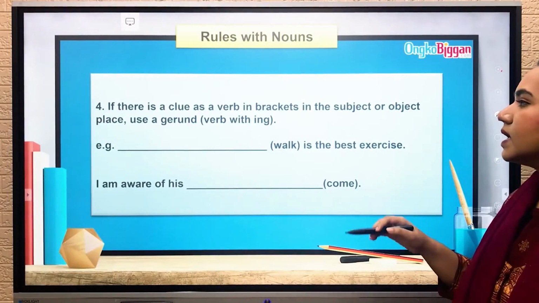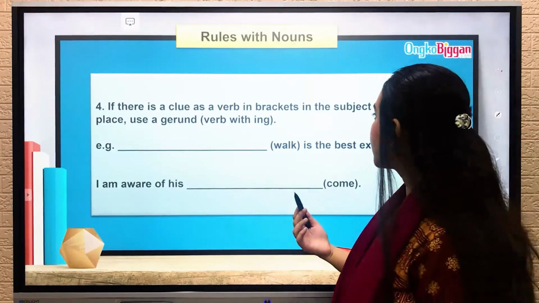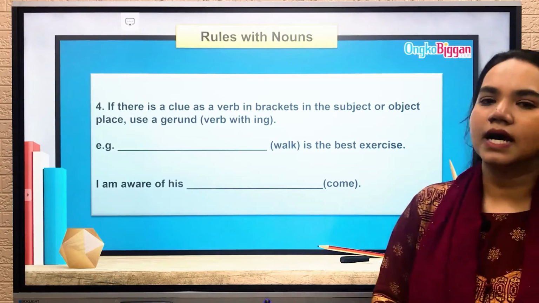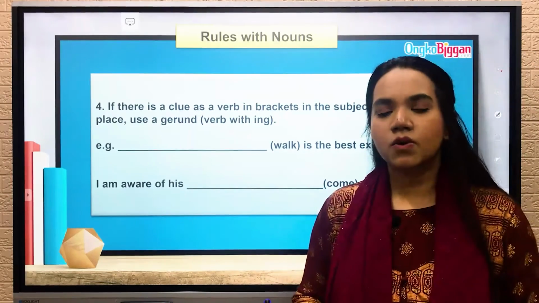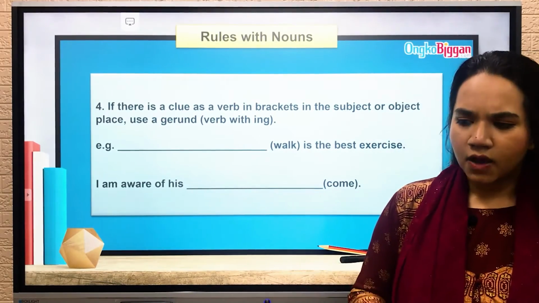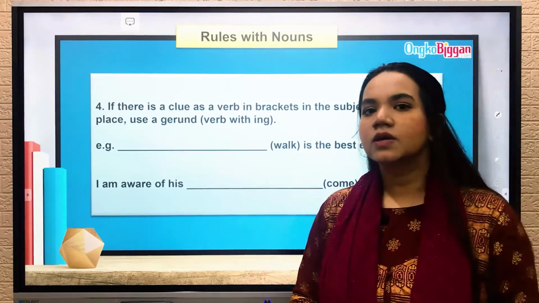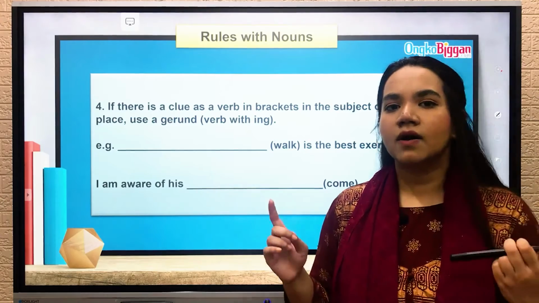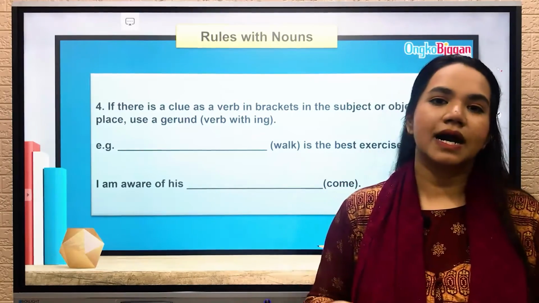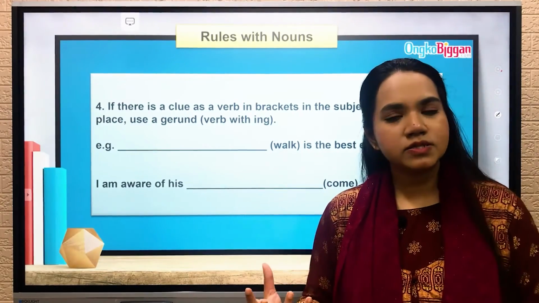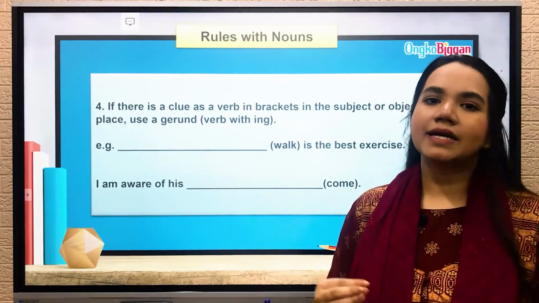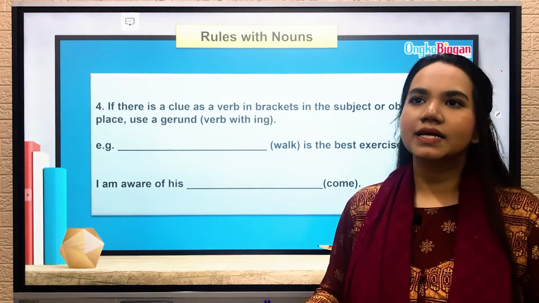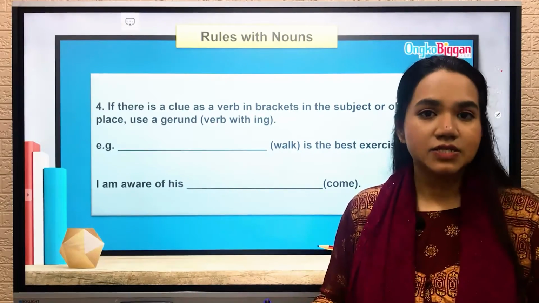Okay. Then, if there is a clue as a word in brackets in the subject or object, then we will use a gerund, which is a verb with ing. So let's at first know what is a gerund in the first place. Whenever there is a verb with ing, do we call it a gerund? No. A gerund is whenever a verb has a particular ing added to it, and also this entire word acts as a noun. So for example, if I say, I am cycling with my friends, is this a gerund?